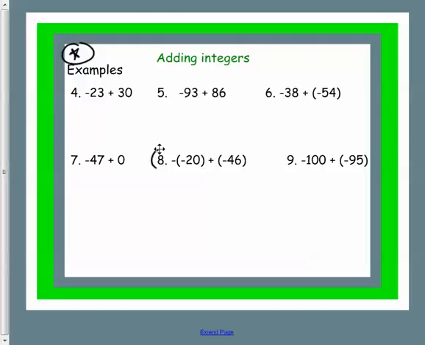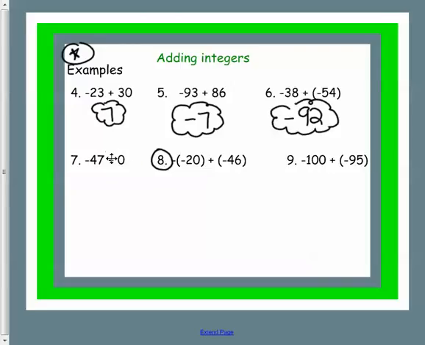Okay, be wary of number 8. We're going to save that one for last. In this one, they have different signs, so when I subtract, I take the sign of the 30 because it's the greater absolute value, meaning it's further away from 0, and I get 7. Over here, 93 has the greater absolute value, so it's going to be a negative, and 93 minus 86 is 7. So negative 7. These two have the same sign, so when I add them together, I get 92, but because they're both negative, I take the negative sign.